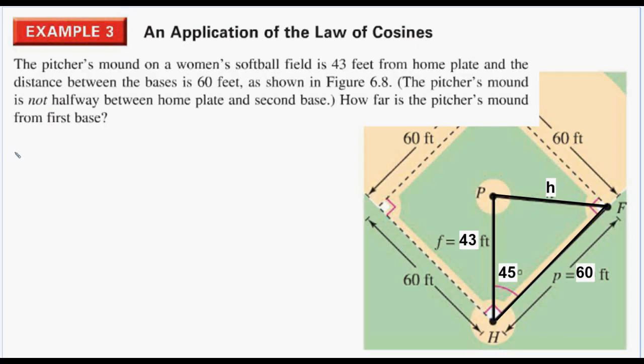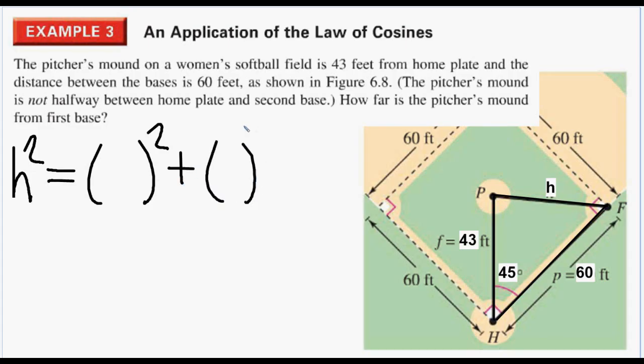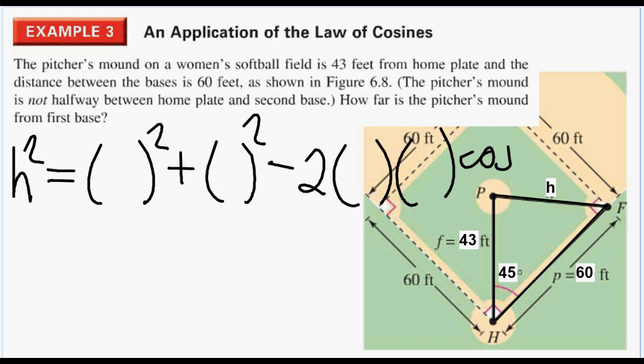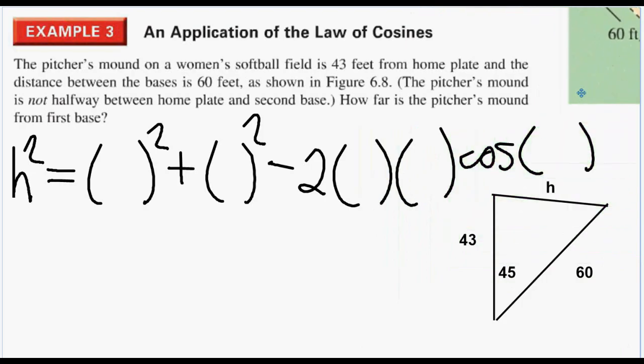So I'm going to write it like this. We're using h squared equals. Now, our law of cosines formula, we're going to have a side squared plus another side squared minus 2 side side cos of our angle. And I'm going to slide this background picture out of the way, and now we just have our triangle stripped down to its bare bones.